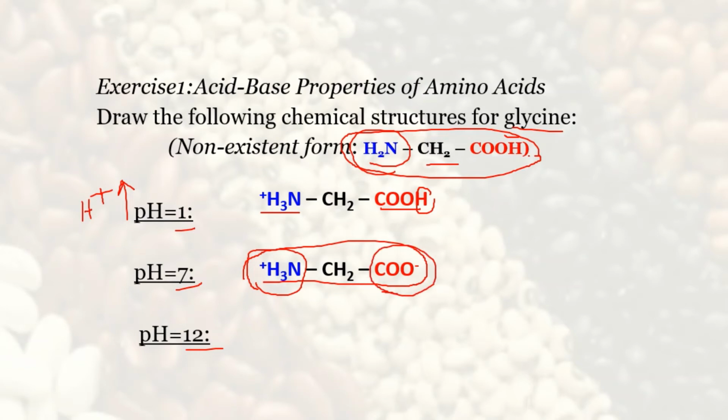deprotonated. At pH 12, we are saying that the hydrogen concentration is low. So this one will be deprotonated, while the carboxyl group is going to also be deprotonated. So deprotonating this makes it have no charge. Deprotonating this one makes it have a negative charge as it is losing a hydrogen.